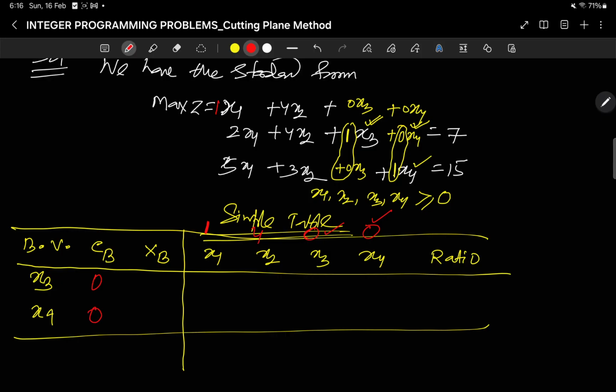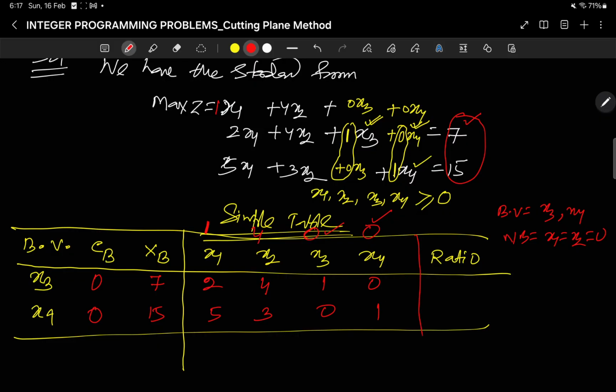So what is the solution here? The solution here is x3 equal to 7 because non-basic variables are 0. At this stage, the basic variables are x3 and x4. Non-basic variables are x1 and x2. Non-basic variables are 0. So I am getting x3 equal to 7 and x4 equal to 15. That is simply the right hand side. Now I just fill this row. It is 2, 4, 1, 0 and 5, 3, 0, 1.